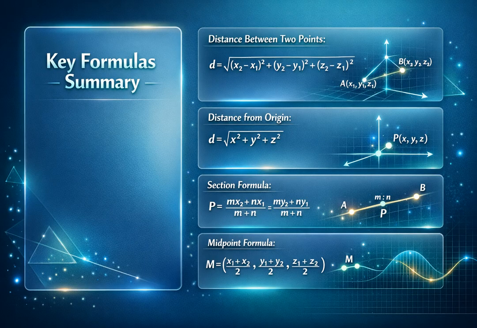Key formulas to memorize. Distance between 2 points: square root of (x2 minus x1) squared plus (y2 minus y1) squared plus (z2 minus z1) squared. Distance from origin: square root of x squared plus y squared plus z squared. Section formula: weighted average of coordinates. Midpoint: average of corresponding coordinates.